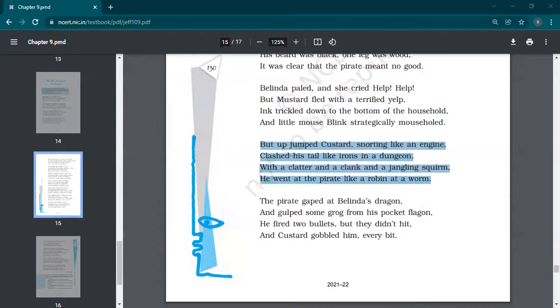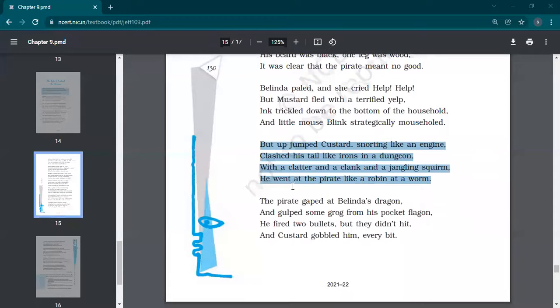And he attacked the pirate just like a robin. Robin beta bird ko kehte hain. Ek robin bird hota hai. When it attacks the worm, it is very quick. Very quick. So they have compared that action, just like a robin bird attacks a worm, chota sa jo keeda hota hai.